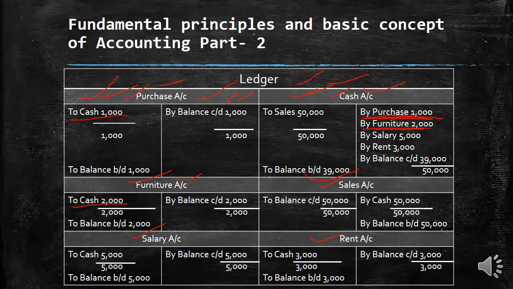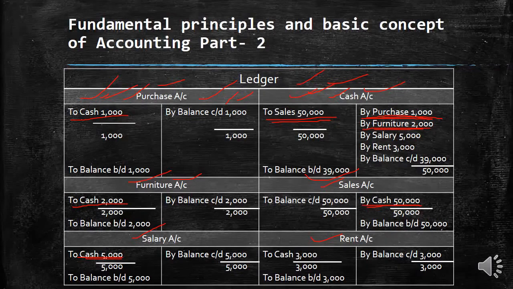Now in the third transaction, the cash account is debited to sales account by 50,000 rupees. So we have recorded that in the debit side of the cash account to sales 50,000. At the same time, the sales account is credited by cash account by 50,000 rupees. Alright. Now the fourth transaction says salary account is debited to cash account by 5,000 rupees.